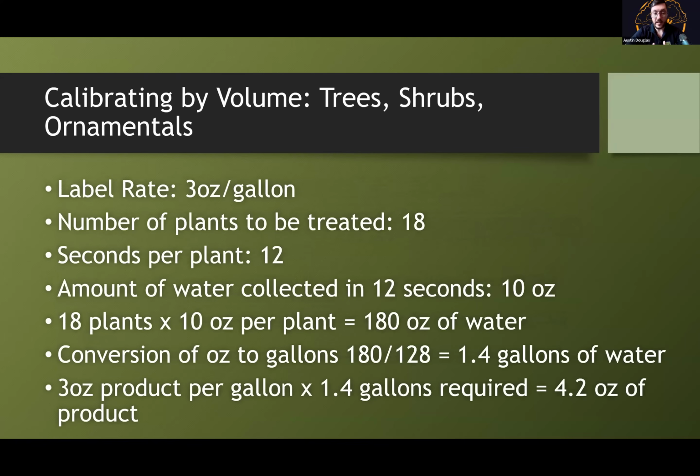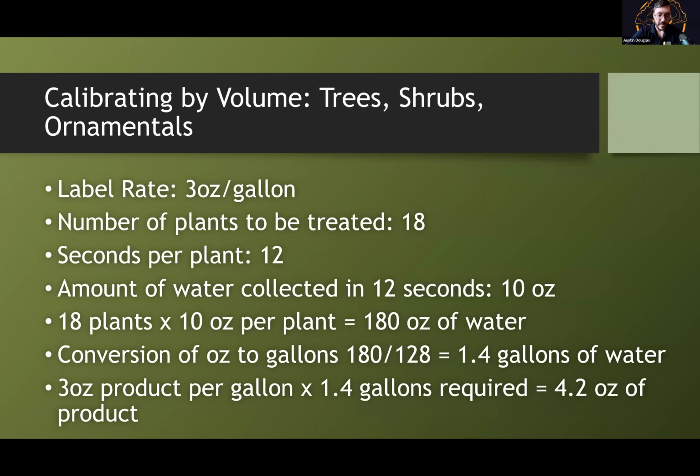Okay, so here's an example. We have a label rate of 3 ounces per gallon. Number of plants to be treated are 18. Seconds per plant would be 12. The amount of water collected in 12 seconds is 10 ounces. 18 plants times 10 ounces per plant equals 180 ounces of water. We convert that from ounces to gallons, 180 divided by 128, and that comes out to 1.4 gallons of water.